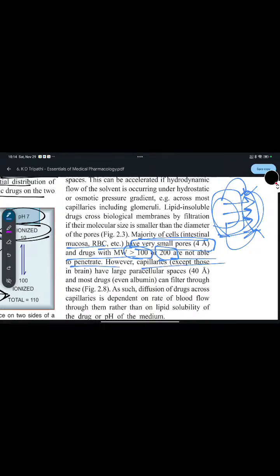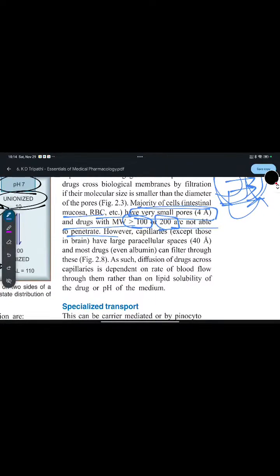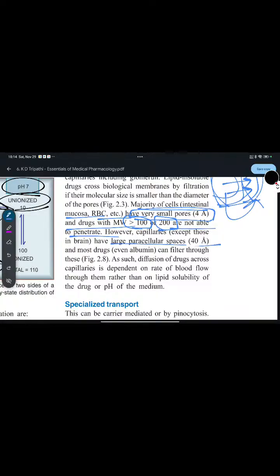However, capillaries, except those in the brain, have large paracellular spaces, approximately 40 angstrom, and most drugs, even albumin, can filter through these capillaries. Such diffusion of drug across the capillaries is dependent on the rate of blood flow, rather than on the lipid solubility of the drug and pH of the medium.